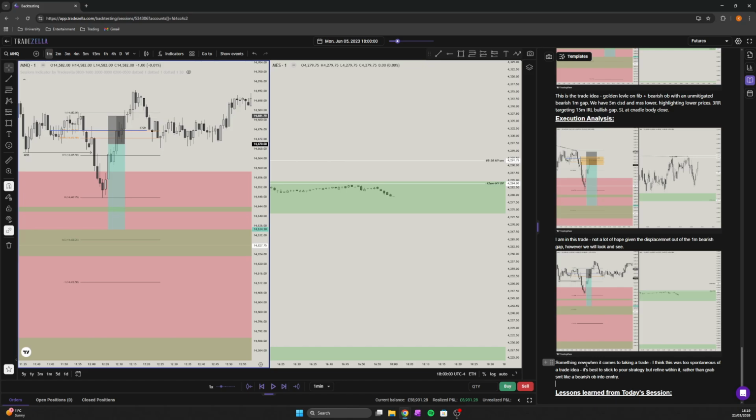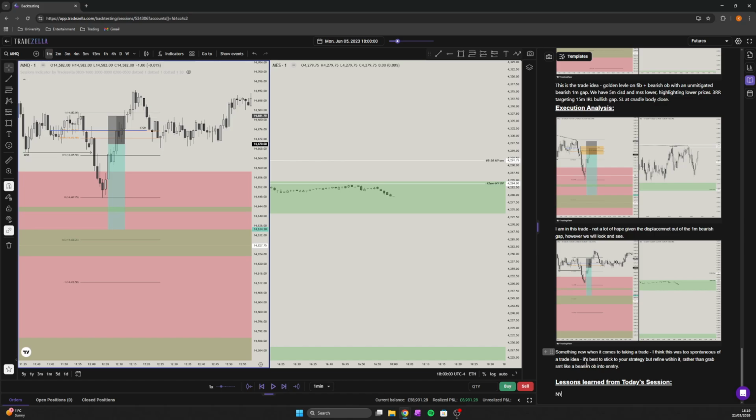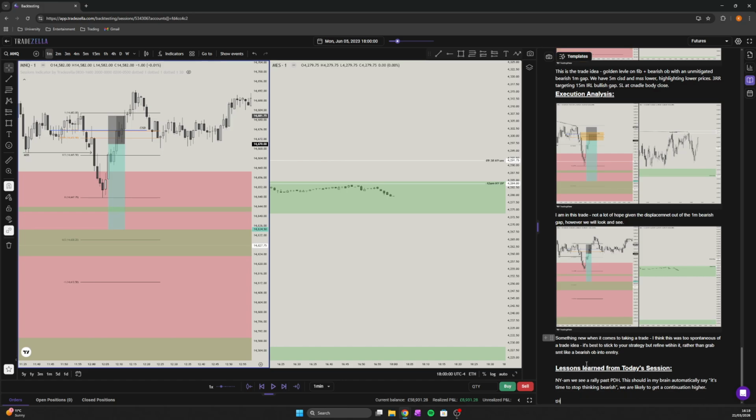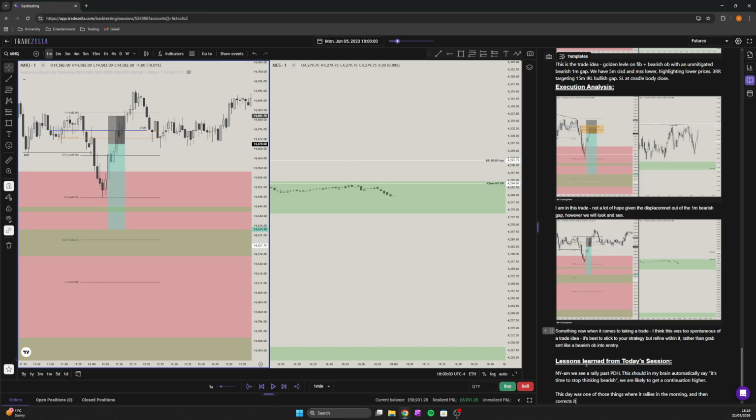So let's just actually work through today. New York AM, we see a rally past retail high. This should, in my brain, automatically say it's time to stop thinking bearish. We are likely to get a continuation higher. This day was one of those where it rallies in the morning and then corrects its rally in the afternoon. Okay, aka we traded too early.